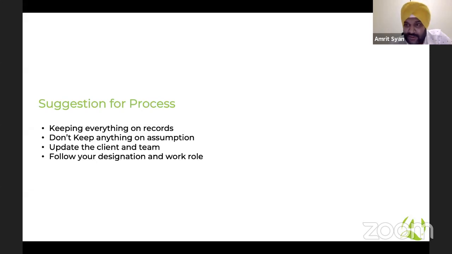Follow your designation and your work role. Now, what is following your designation, guys? Following your designation is one of the basic things which every startup should do. If you are a CEO, just consider yourself a CEO, then your objective is to keep the company moving, whatever it takes. Now, if there is no coder today, you have to be the coder.